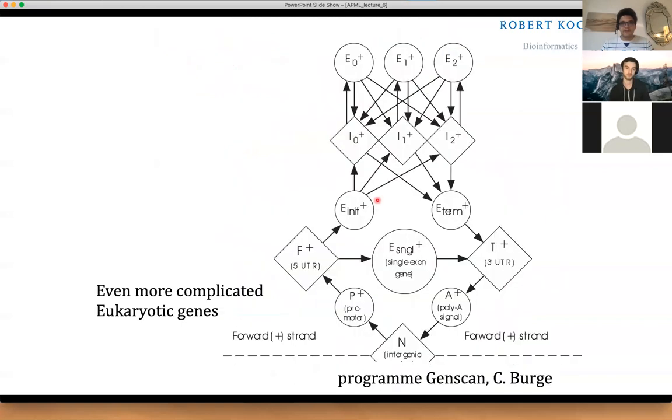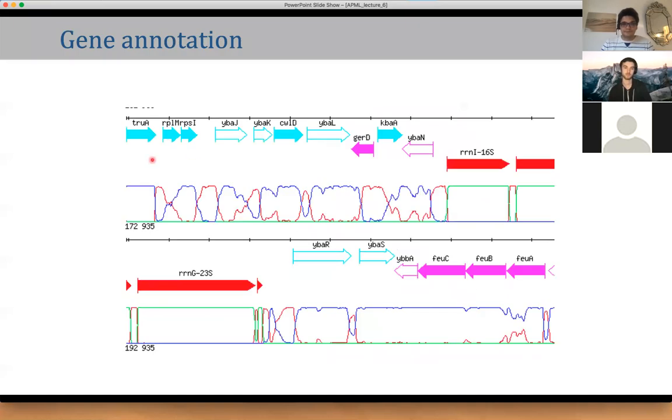Here it's half of a model. Okay, and so you can go to even more complicated models, and that's what people propose here with GeneScan, for instance, where you have eukaryotic genes, because in eukaryotic genes you have exons and introns, and so you also need to find intronic regions in the signal. Okay, and so this is the picture I showed before.